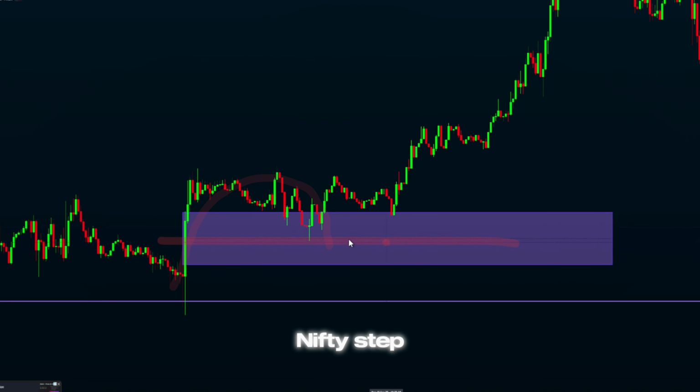On 5-minute Bank Nifty, Step 1: spot the first displacement gap. Step 2: re-entry to mid-gap. Step 3: filter. The chain thrust closes beyond the gap high, with a bigger body and no pullback wick.